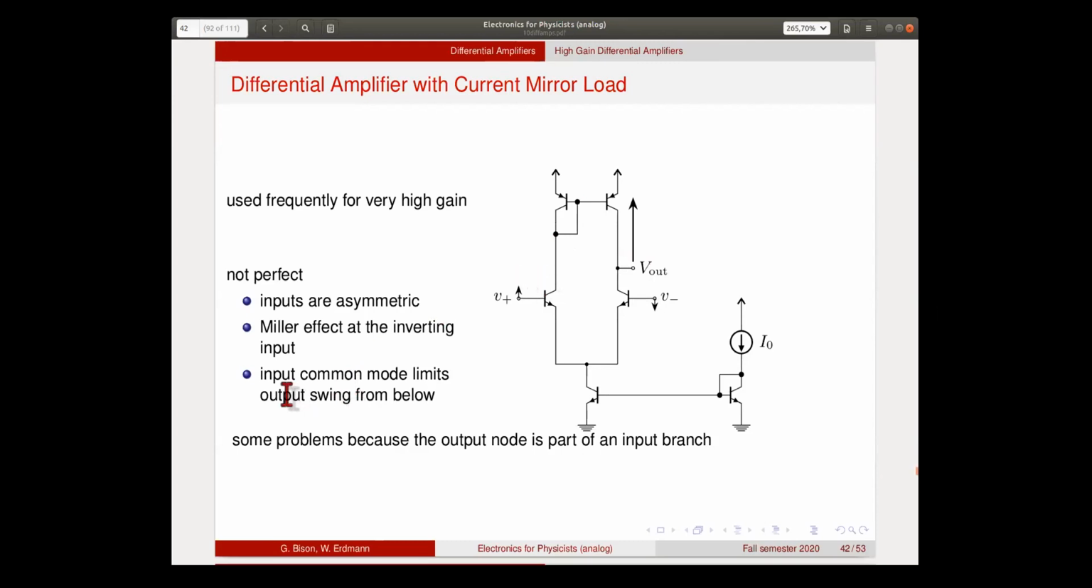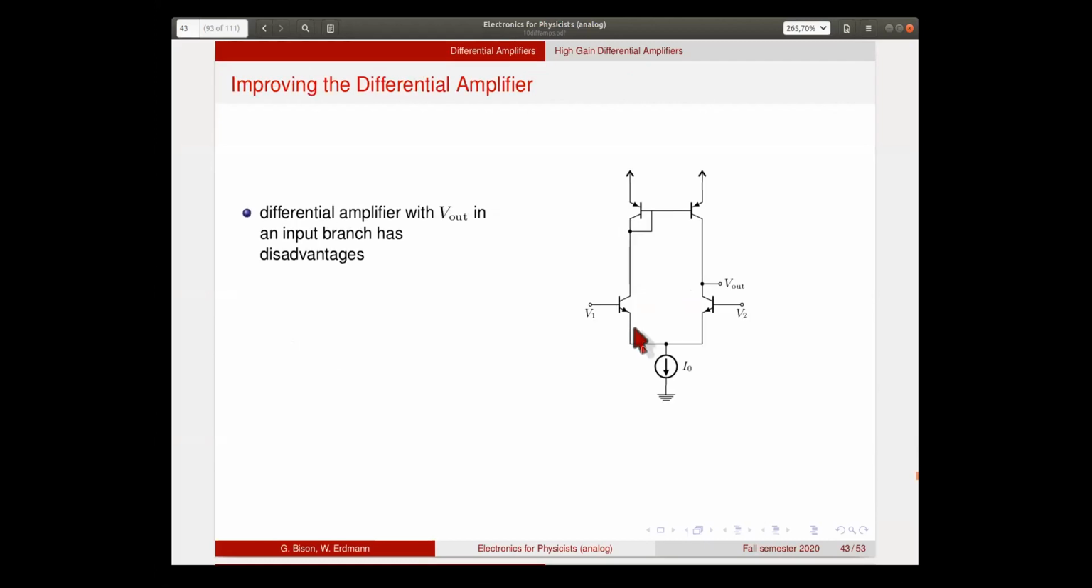The other disadvantage is that the common mode of these two transistors basically limits the output swing. When both of these transistors move up, then the output cannot go below this input. So we're slightly restricted in where we can go with output and input with this. These disadvantages basically come from the fact that the output node here is now part of the same current branch where the input node is. Now we'll develop a circuit that is a bit more complicated, which avoids this. Although this is something that is used very often, I will now show you something that avoids this problem.